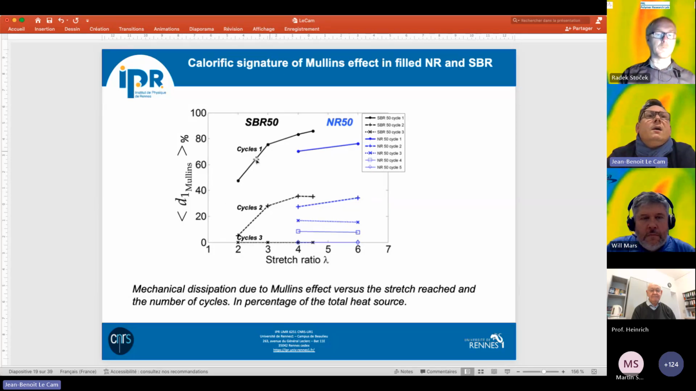But what is interesting is that you can see, of course, for the stabilized cycle, the contribution of the Mullins effect is 0. And for the first cycles, you can see for a given stretch ratio applied, for instance, from 2 to 4.5, that there is an increase of the contribution of the Mullins effect for the first and second cycles with the stretch ratio. And you also have the characterization of the Mullins effect contribution to the intrinsic dissipation for the natural rubber here. Just to illustrate the possibilities that are offered with the calorimetry approach.